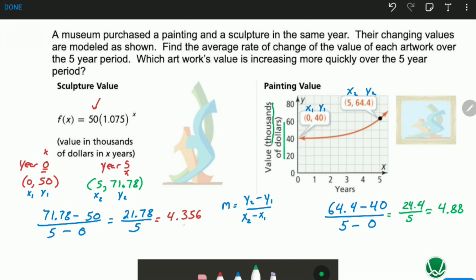So what these two slopes are saying right now is that each year, the value in thousands of dollars goes up. So this is value in thousands of dollars. So about $4,000 per year is the value that this sculpture is increasing by. And same thing goes for the painting. However, the painting has a greater growth rate over this 5-year period. So the painting has a bigger growth rate. And that's our conclusion.